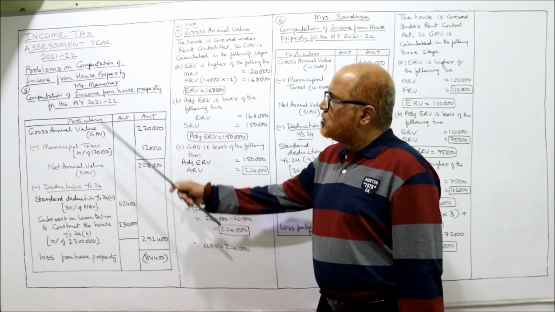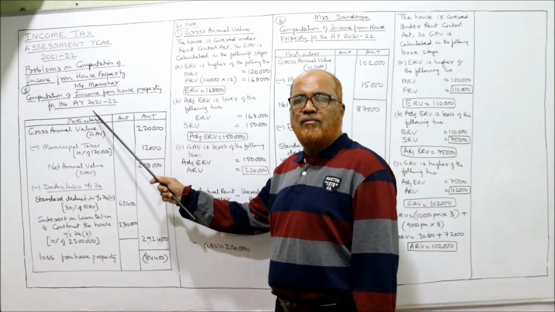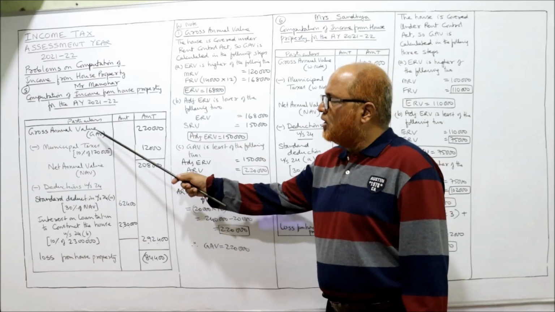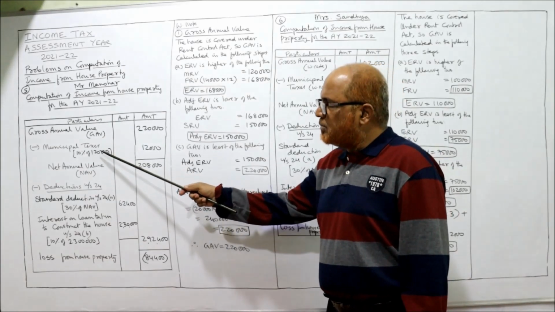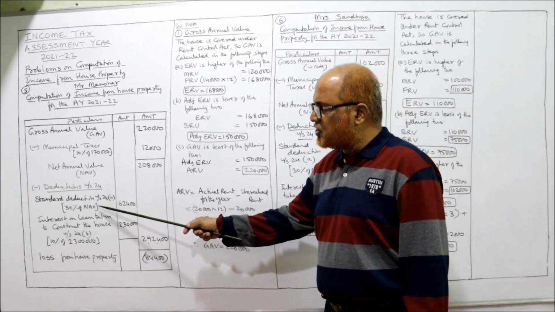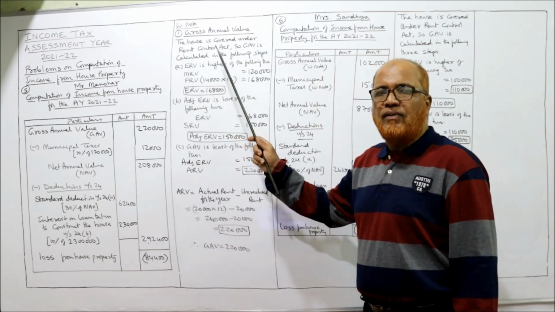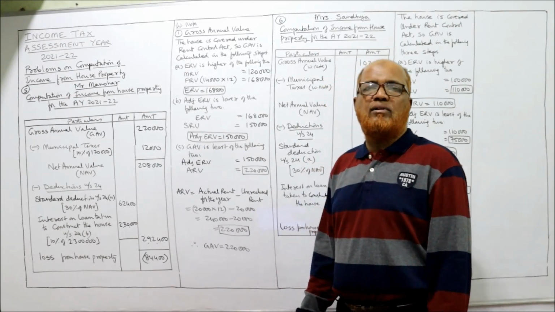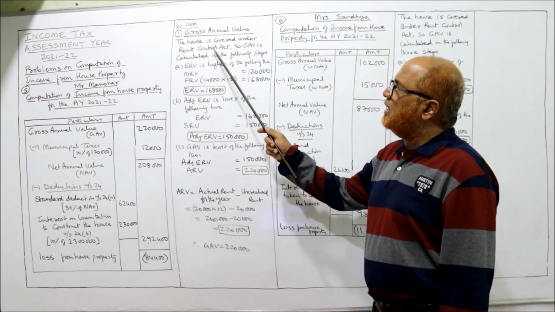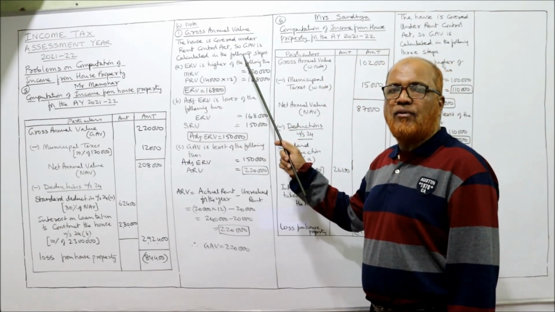That's it. So here is Mr. Manohar's computation of income from house property for the assessment year 21-22. GAV less municipal taxes, net annual value, less deductions 24, 24A, 24B. Then working note. In the working note, we'll find out the GAV, gross annual value. The house is covered under the Rent Control Act. So the GAV is calculated in the following three steps.